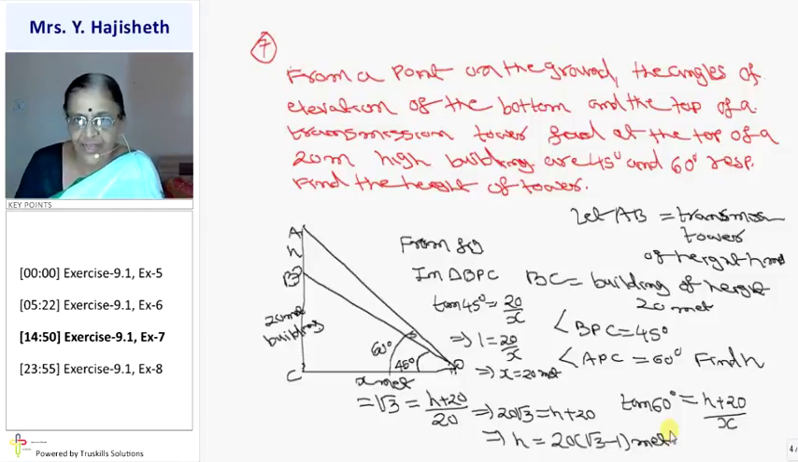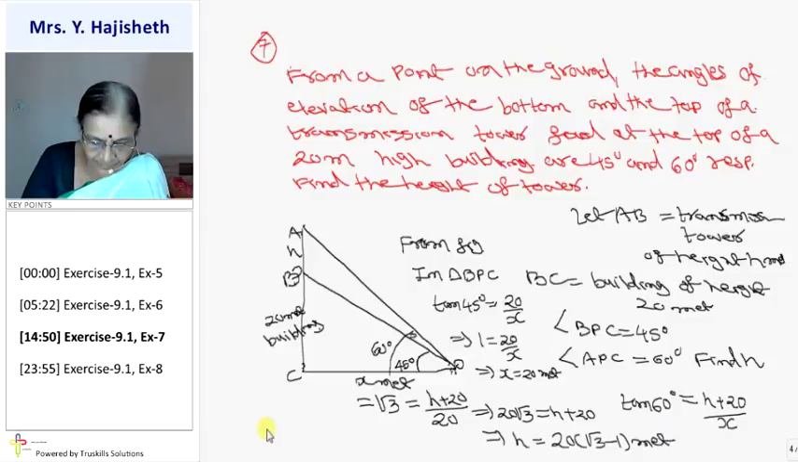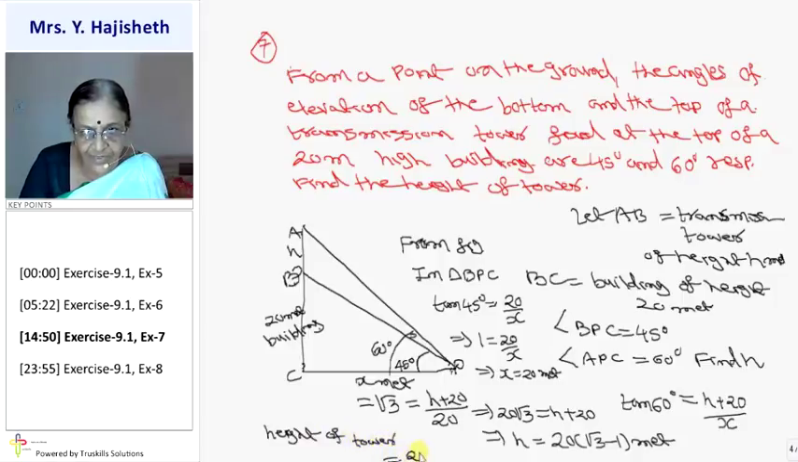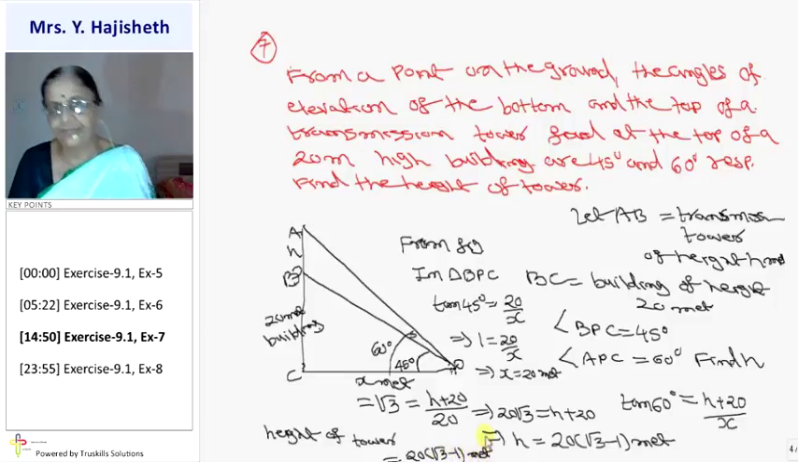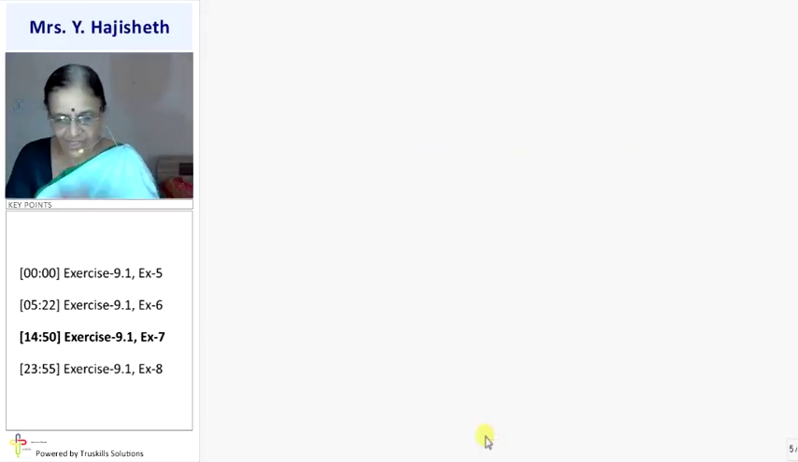Clear? Therefore, the height of the tower is equal to 20 times (root 3 minus 1) meter. Is it done? Clear? Now, sum number 8.